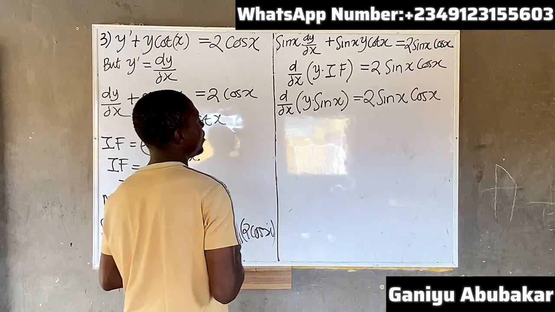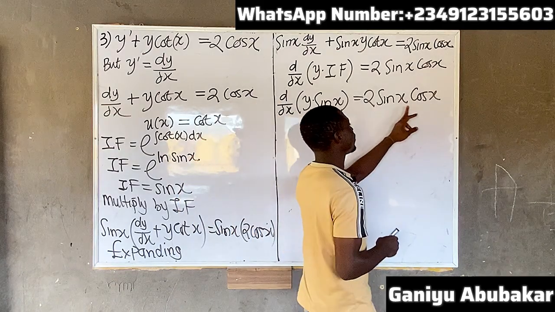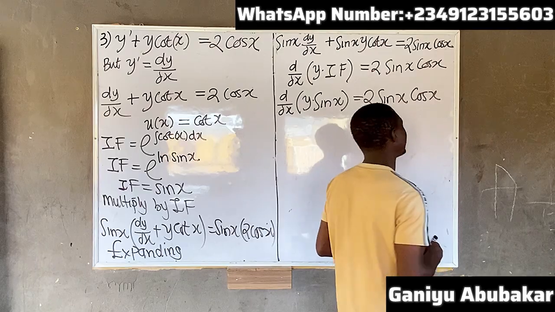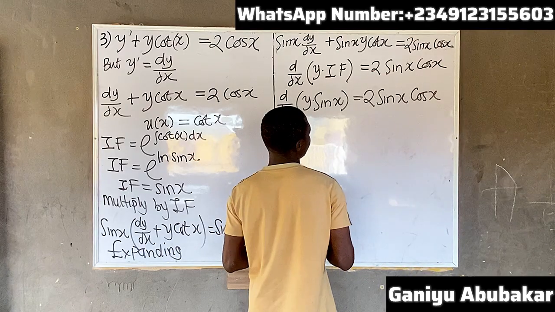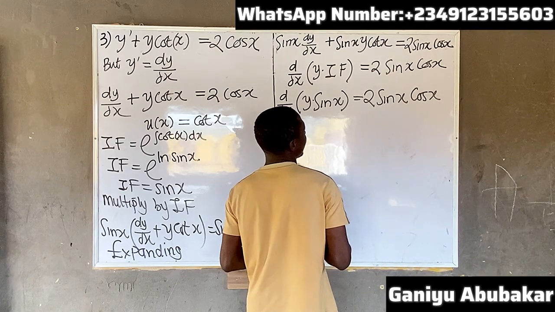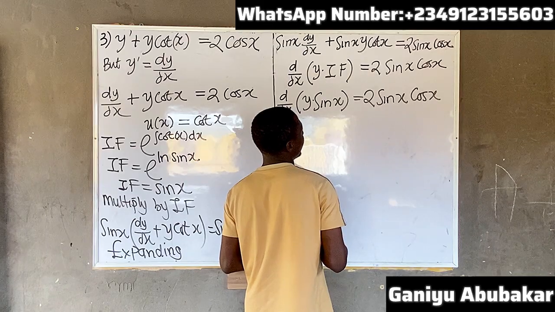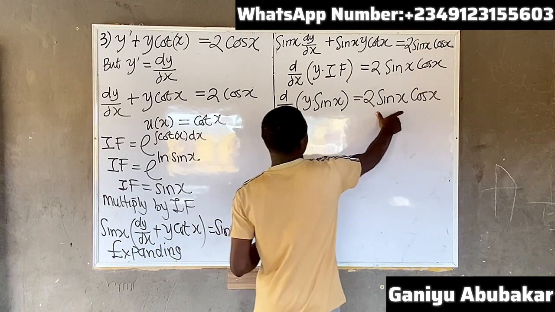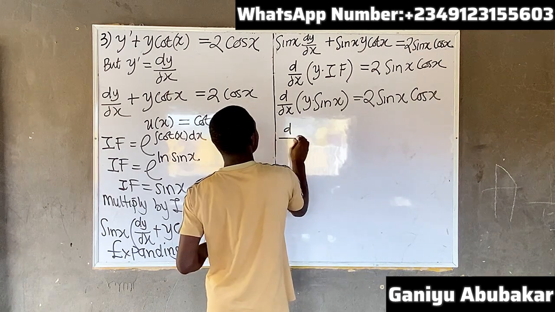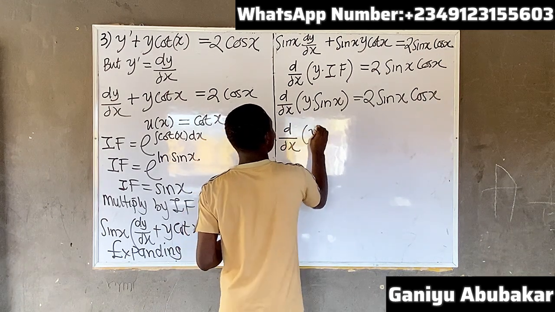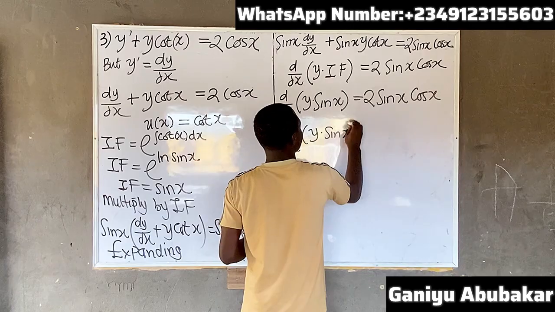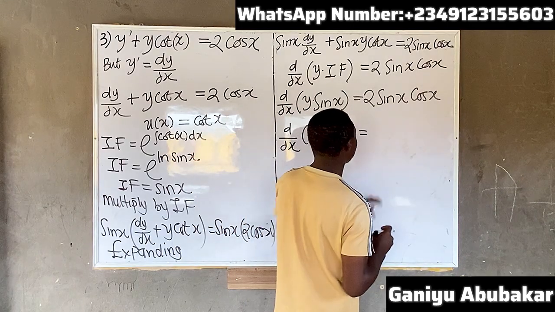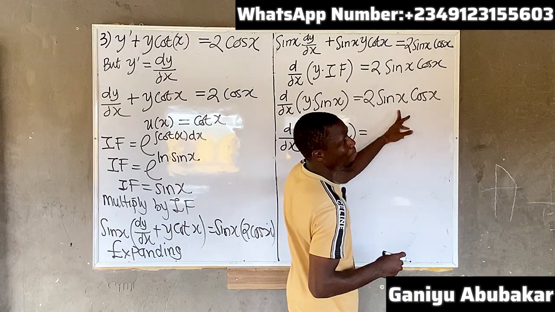From here, what next? If I have 2 sine x cos x, 2 sine x cos x can be expressed as... there's a trick identity that we need to use here. This gives you d over dx of y sine x equals, and from here we're going to apply a trick identity, right?